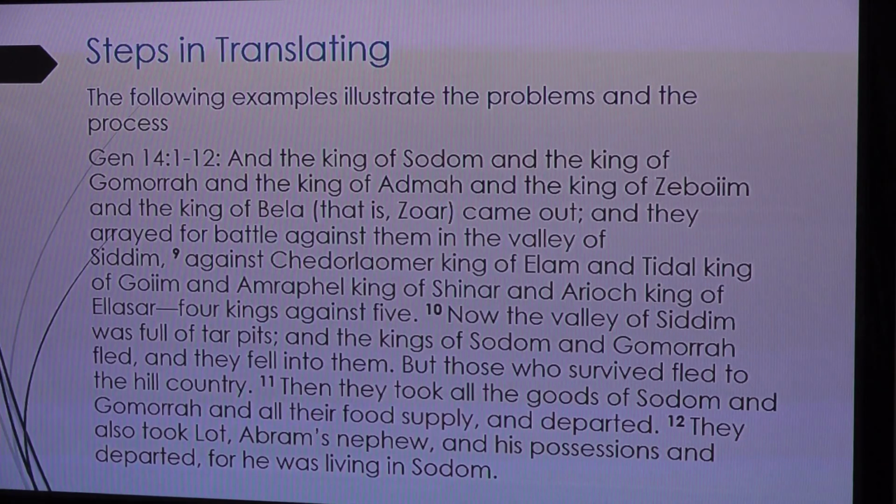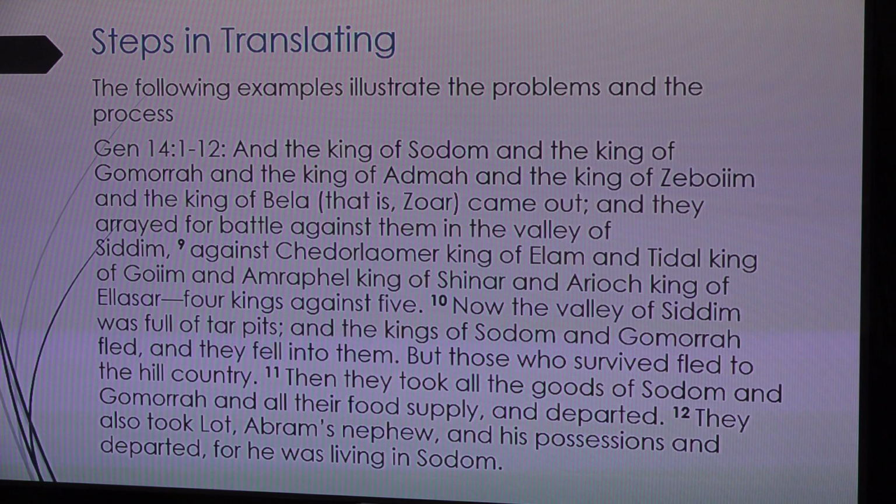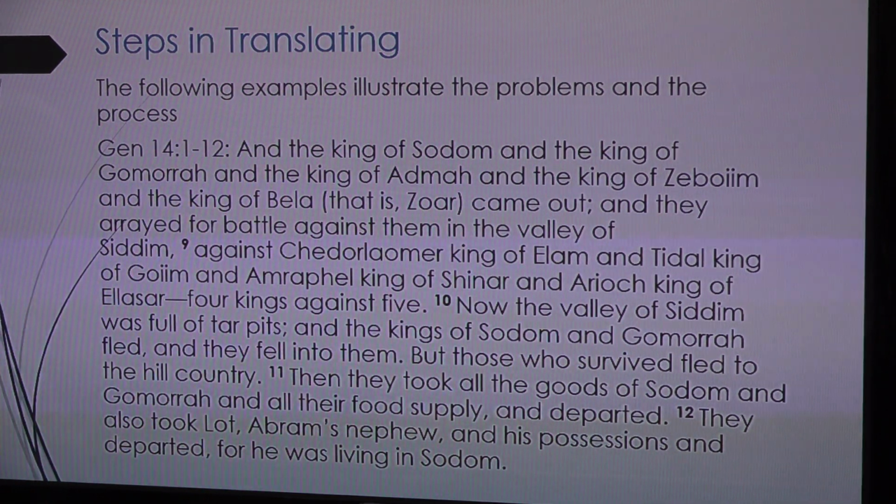Verse 11, then they, who's they? Then they took the goods. So if you read verse 10, the last words mentioned are those who survived. Did those who survived steal goods? No. Who's the they in verse 11? Again, information flow, tracking of participants. It's the 4 kings that won the battle and their armies. They took goods from Sodom and Gomorrah and all of their food supply, and then they departed. And they also took Lot, gave them nothing.